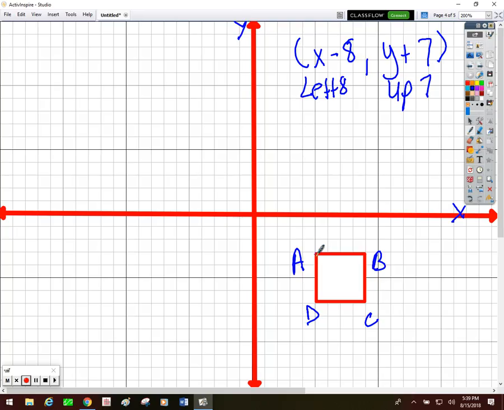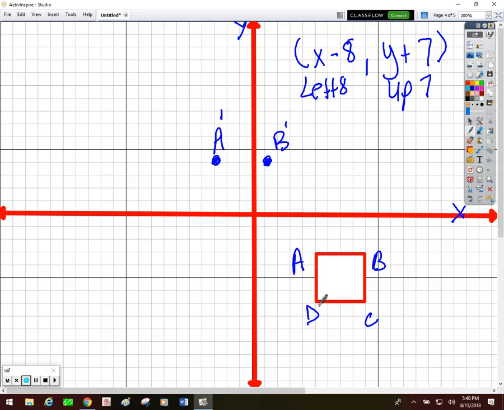So from this point, we're going to count left 8: 1, 2, 3, 4, 5, 6, 7, 8. Up 1, 2, 3, 4, 5, 6, 7. There is A prime. Let us do B. Remember, we're going to do a combination. 8 over, 7 up. 1, 2, 3, 4, 5, 6, 7, 8. 1, 2, 3, 4, 5, 6, 7. And then some of you remember, some of y'all found the shortcut for doing this, but we're going to do it the long way first.